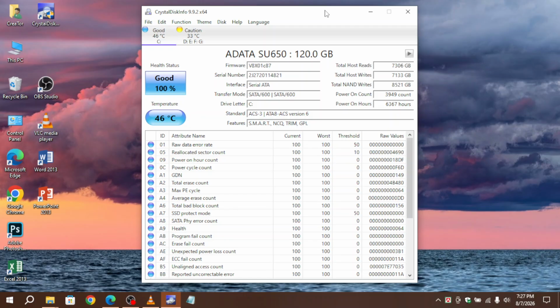If you have several storage drives, use the drive selector near the top of the window and choose your NVMe SSD. Make sure the model and capacity match the drive you want to inspect.